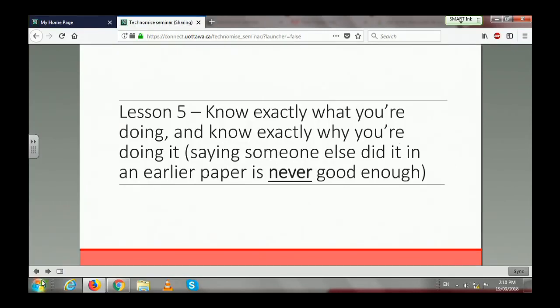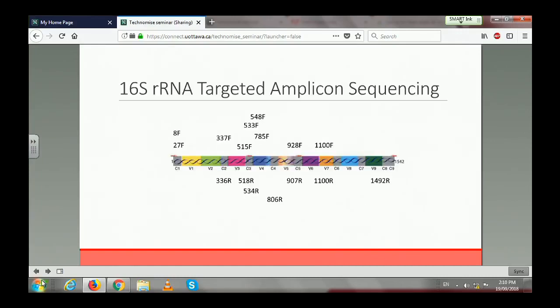And a lot of the times when I review papers and the authors get back to me, they're saying, well, this guy did it. That is not a good answer. That is never a good answer. Just because it's published doesn't make it right. Know what you're doing, know why you're doing it.